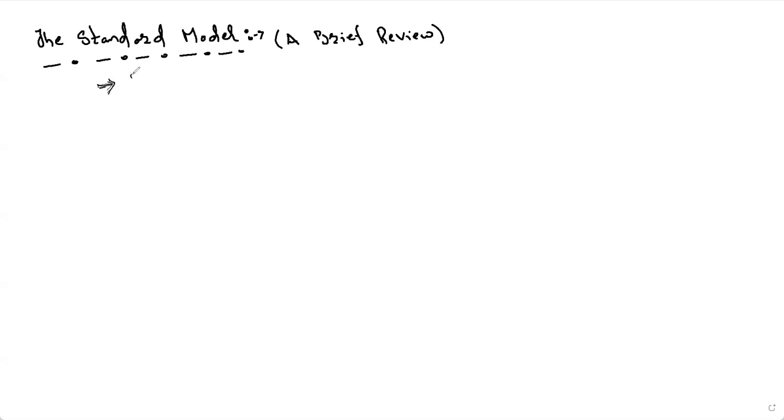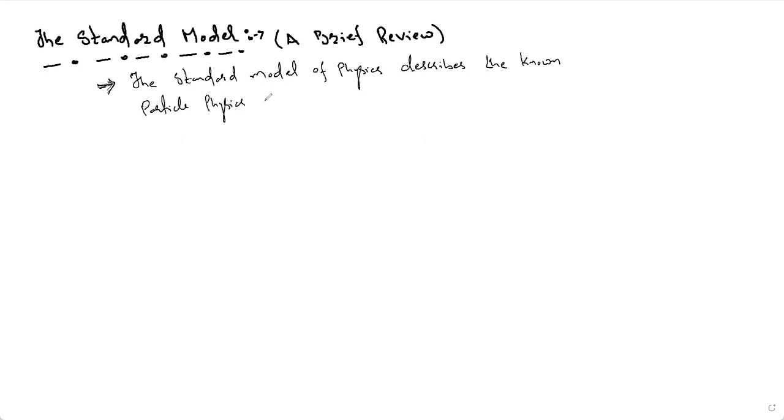Okay, so this standard model of particle physics describes the known particle physics phenomena in terms of elementary particles. Elementary means the fundamental particles and their fundamental interactions.